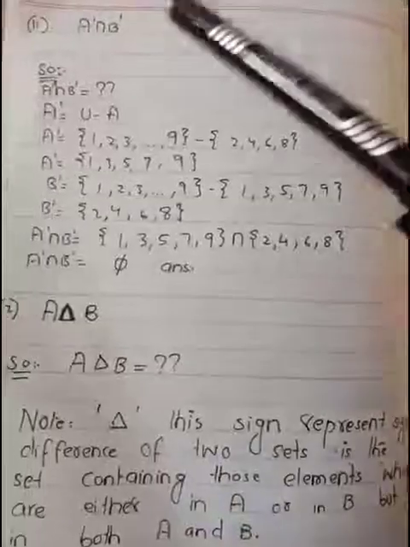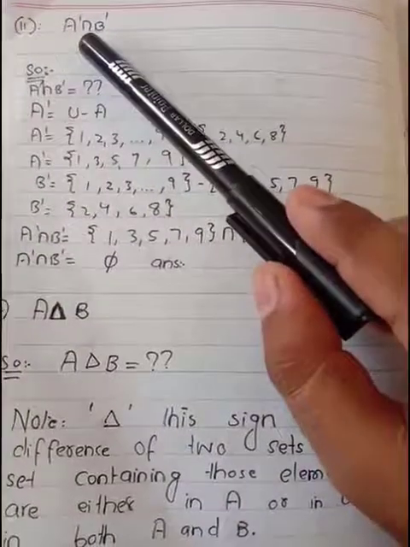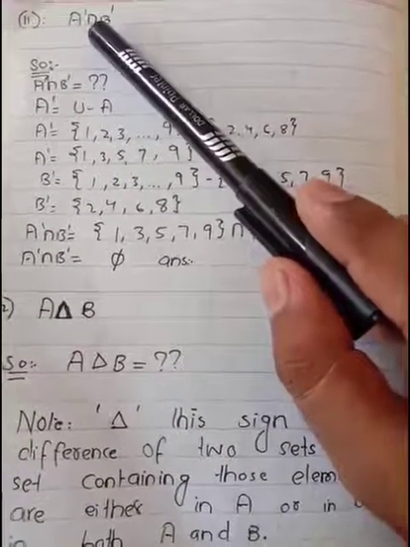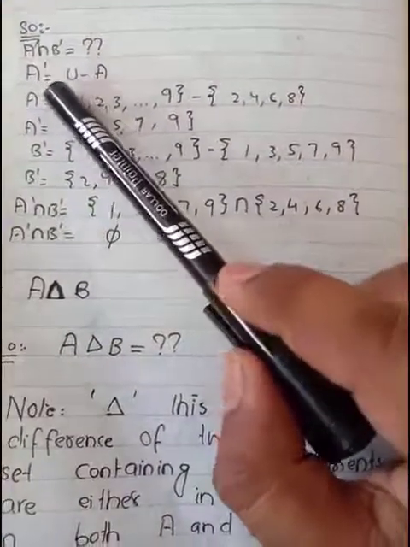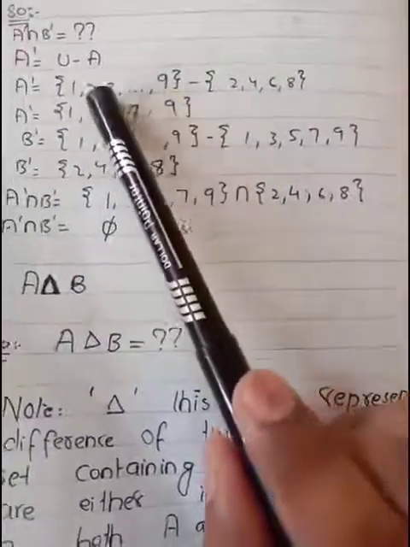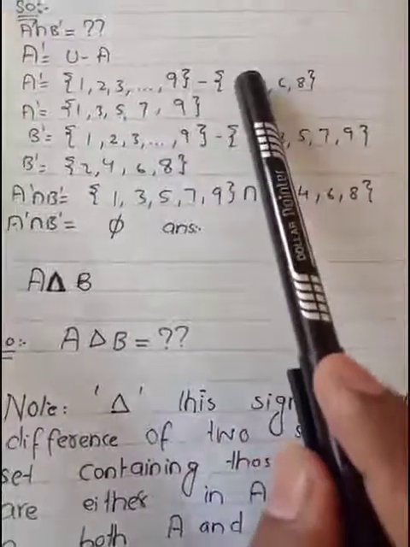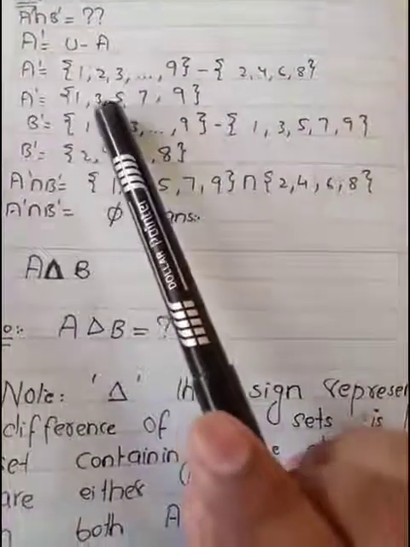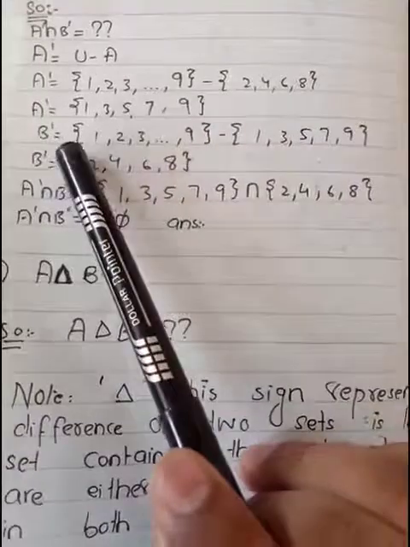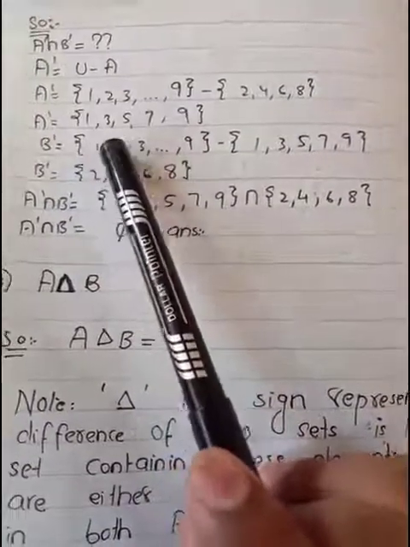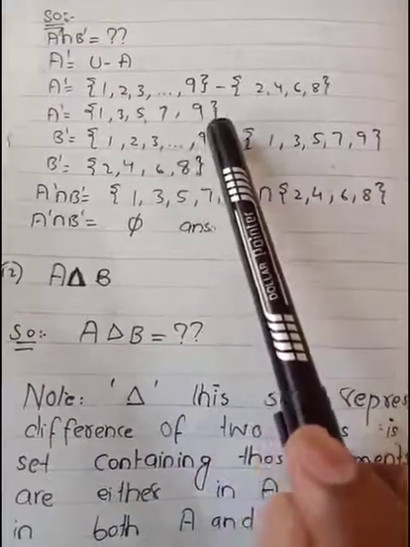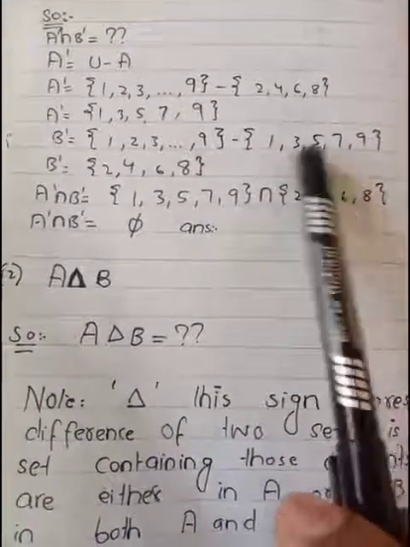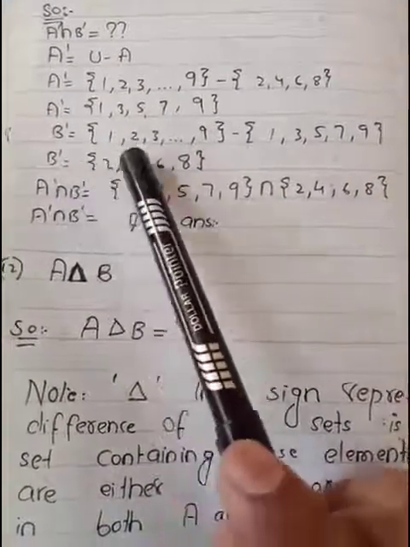Coming towards question number 11, that is A complement intersection B complement. First we will solve A complement. A complement is U minus A. We will write the U set minus A set. We will subtract A from U. We will get the answer 1, 3, 5, 7, 9. Then we will solve B complement. We write the universal set as 1, 2, 3, 4, 5, 6, 7, 8, 9, and then we will subtract B from U. We will get the answer 2, 4, 6, 8.